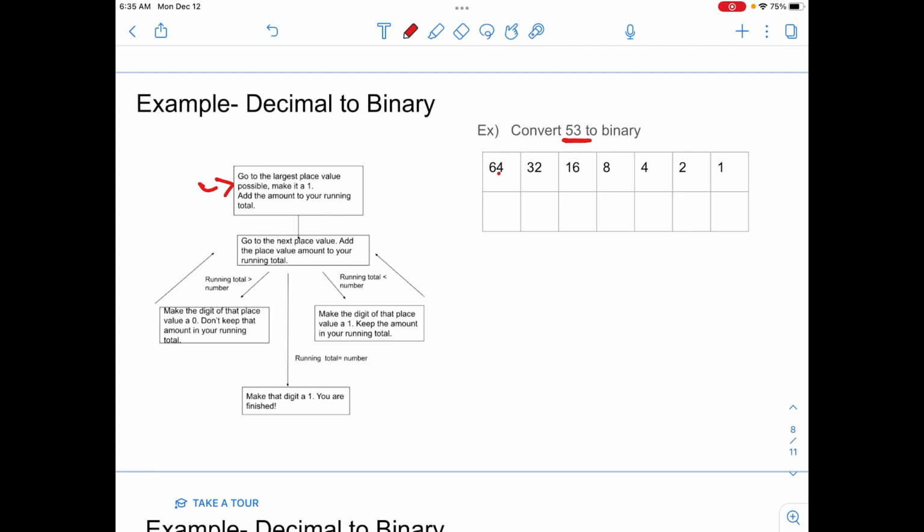Well, 64 would be too big. So we'll go to the next one, 32, and we're going to include it. All right, and we're going to keep a running total as we go of where we're at in making our number. So far we're at 32. We've included 32. Next step, go to the next place value, add it to your running total. So we're going to go to 16.